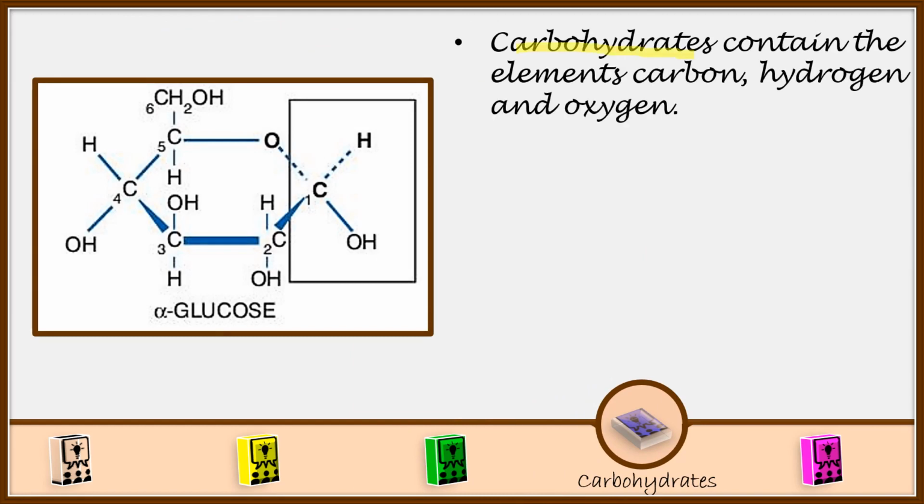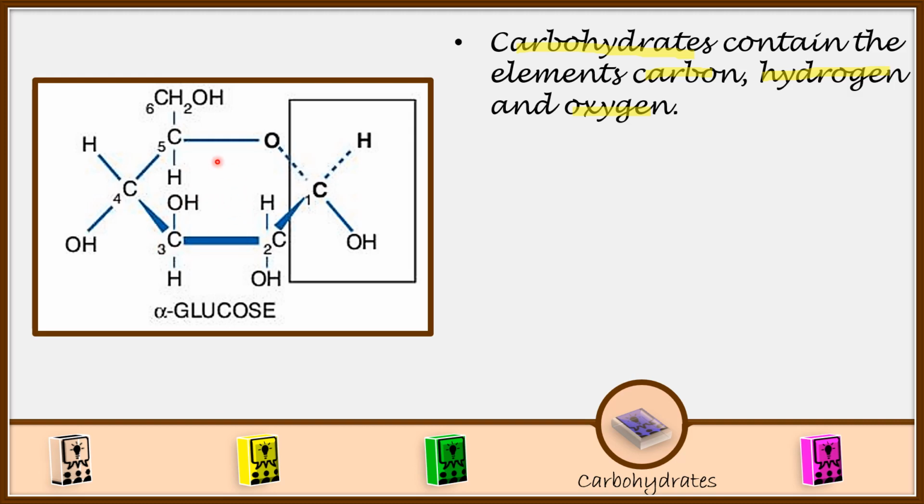Carbohydrates contain the elements carbon, hydrogen, and oxygen. These chemicals are made up of units which we call elements, and for the carbohydrates, we have carbon, hydrogen, and oxygen.